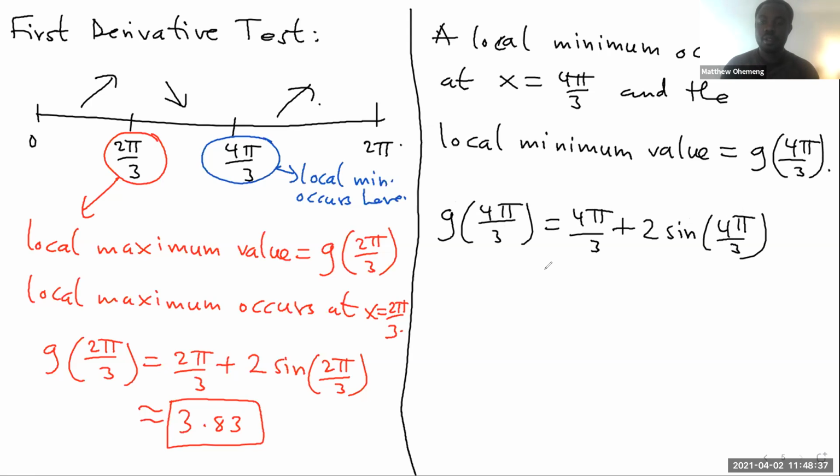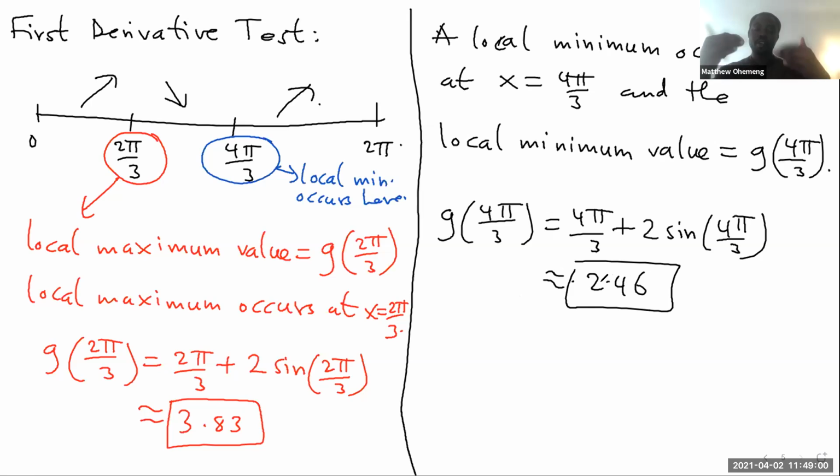And when you evaluate this with your calculator, let me check the approximate value. I think it's 2 point something. Yes, it's 2.46, and that'll be your local minimum value. Are you okay on this? So that's how you do it. First go through the increasing/decreasing test, and then you get to the first derivative test. And that's all. Any questions?